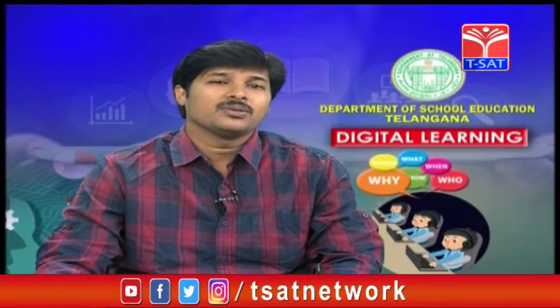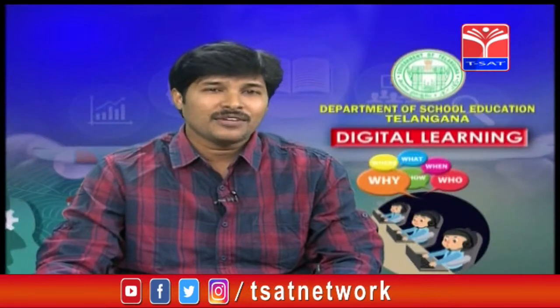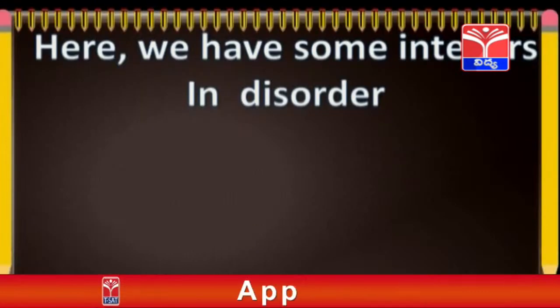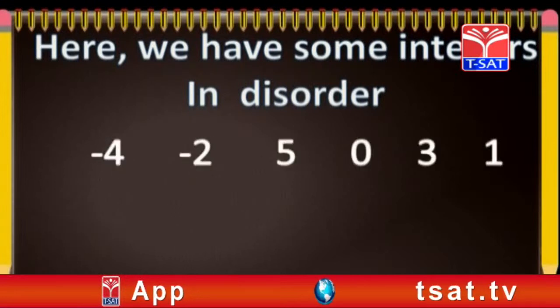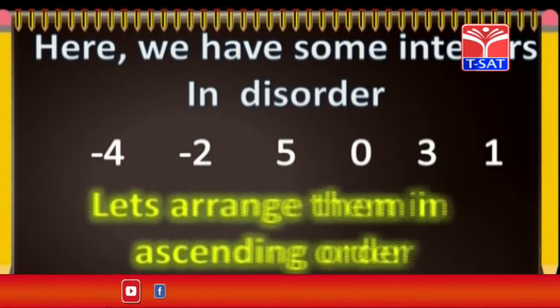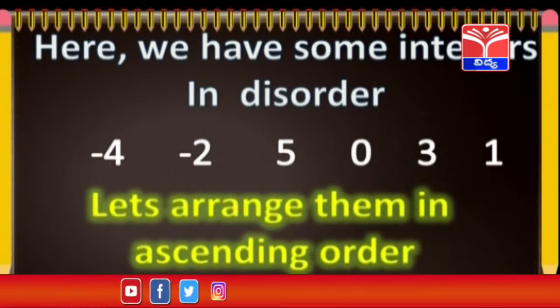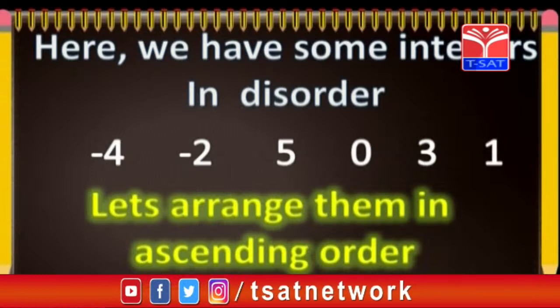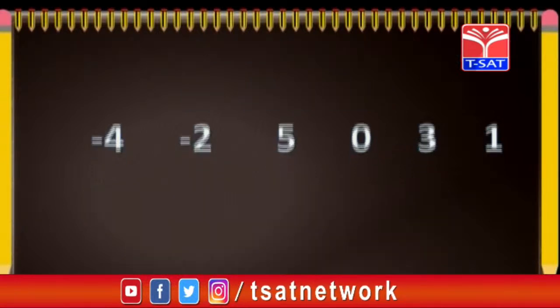We shall look into ascending and descending order of integers. Here we have some integers in disorder: minus 4, minus 2, 5, 0, 3, 1. They are not in order. What are we going to do? Let us arrange them in ascending order.